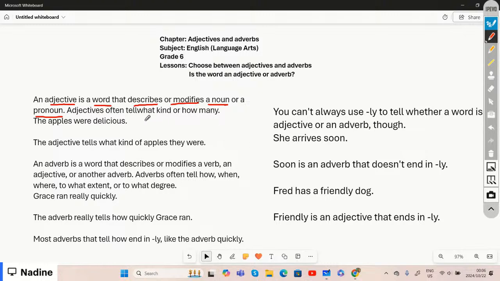So once again, an adjective is a word that either describes or modifies a noun. Remember, a noun names people, places, animals, things. So an adjective tells us about or describes or modifies that noun. It describes or modifies the people, the places, the animals, the things, for example. And adjectives often tell us what kind, or adjectives can even tell us how many.